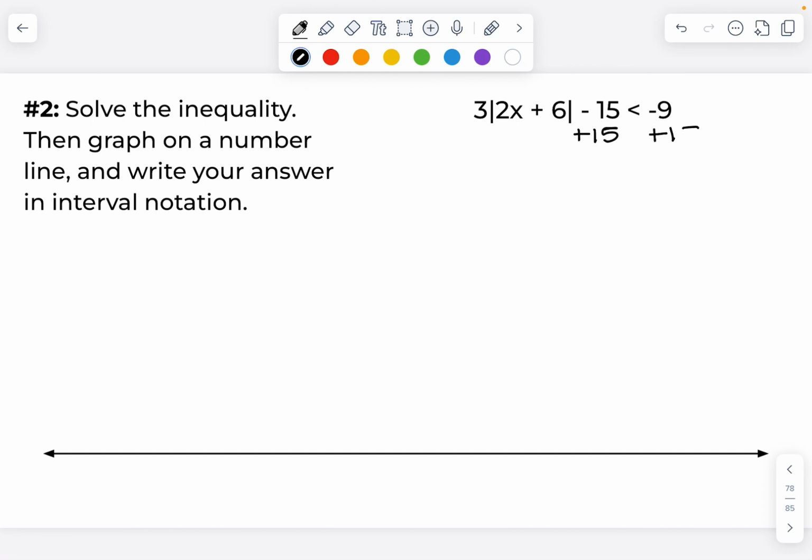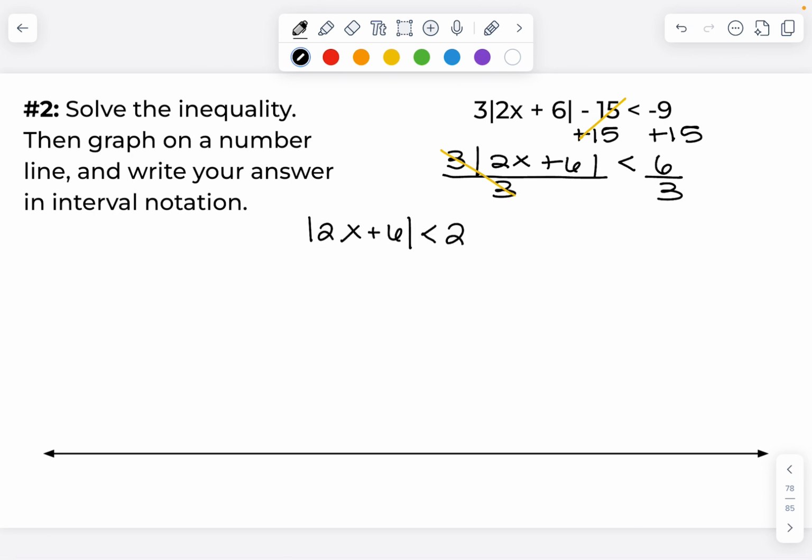All right, so the first step to do that would be to add 15 to both sides. When I do that, -9 plus 15 is going to give me a +6. Again, this is 3 times the absolute value. So to get the absolute value part by itself, I'm going to divide both sides by 3. I'm going to get the absolute value of 2x plus 6 is less than 2, which I'm going to turn into this. So that is my step 1 into my step 2.